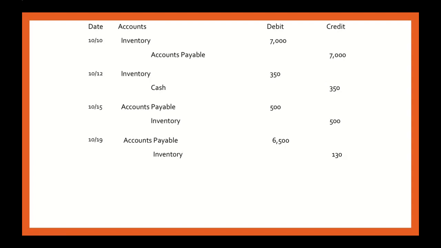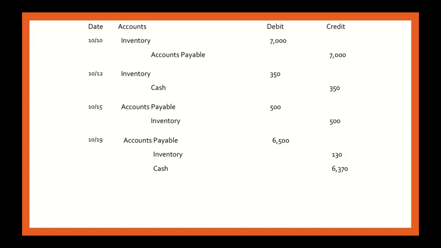Now, how do we get the 130? Well, we owed $6,500 on this day. We get a 2% discount. So we take 6,500 times 0.02, and that's how we get this 130 that we're crediting inventory for. So if you owed 6,500 and you get a $130 discount, that means that you have to pay $6,370, right? So we credit our cash for the difference between your accounts payable and your discount. So those are your journal entries from the Jones Company perspective, from the buyer's perspective throughout this problem.